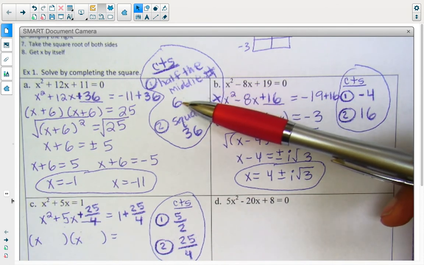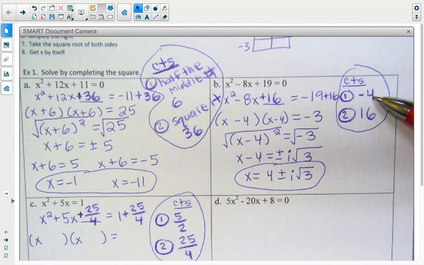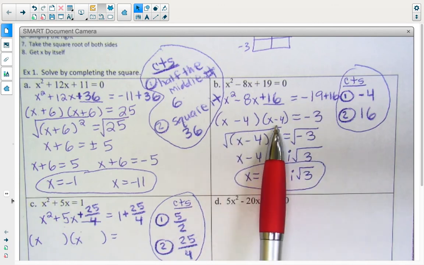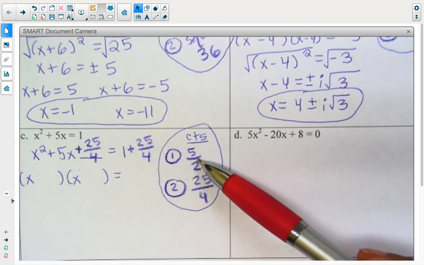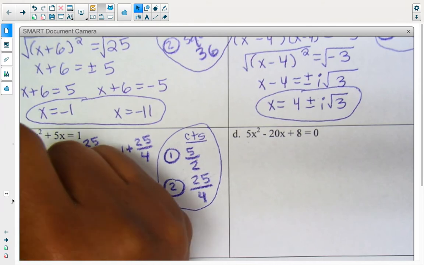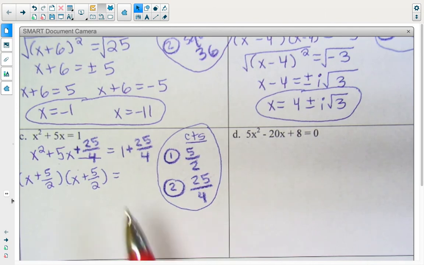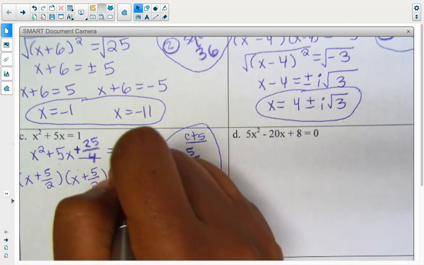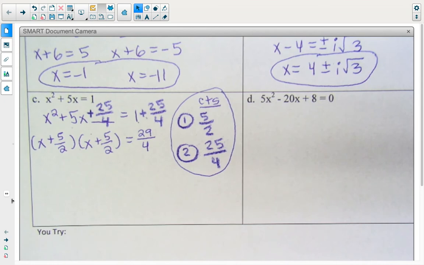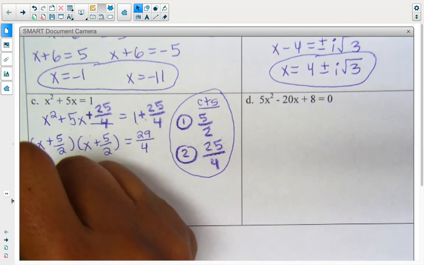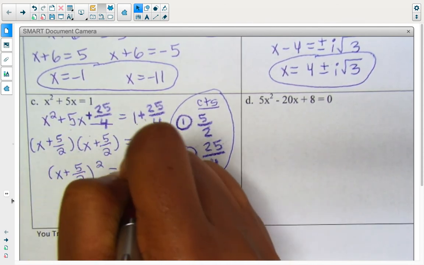For example, my number 1 here was 6. Notice it factored into x plus 6 and x plus 6. My number 1 here was negative 4. Notice it factors into x minus 4 and x minus 4. So down here for letter C, since I'm trying to factor it, it's going to factor into 5 halves both times. So 5 halves, 5 halves. From here, we add 1 plus 25 fourths. That gives me 29 fourths. And from here, we can carry on. We can condense the problem. I got 2 of the same factors. You always should have 2 of the same factors. So x plus 5 halves squared equals 29 fourths.